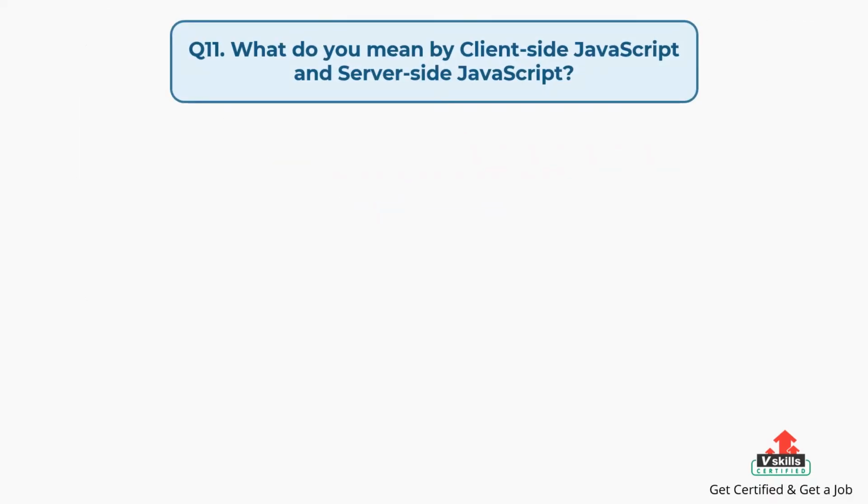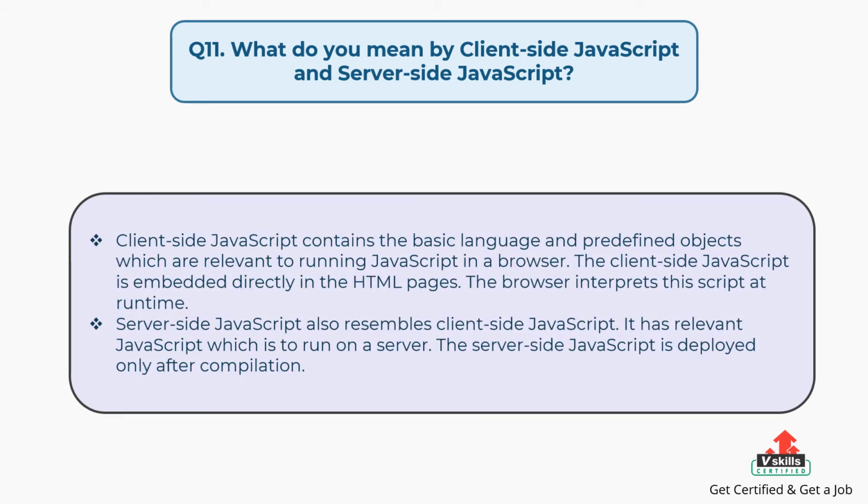Question number 11. What do you mean by client-side JavaScript and server-side JavaScript? The answer is, client-side JavaScript contains the basic language and predefined objects which are relevant to running JavaScript in a browser. The client-side JavaScript is embedded directly in the HTML pages. The browser interprets this script at runtime.